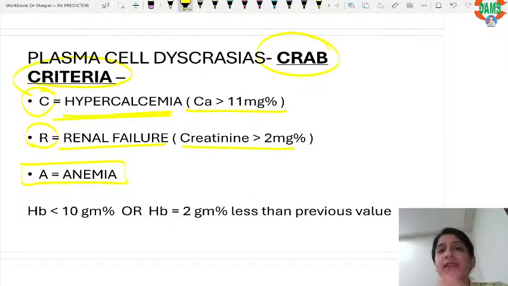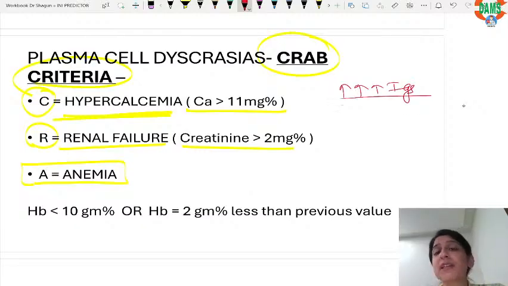Lambda restricted means, see, multiple myeloma is a tumor of which cells? Plasma cells. What is the normal function of plasma cells? To secrete immunoglobulins. If I have a tumor of plasma cells, in multiple myeloma you will see a lot of immunoglobulins, right? And which chains? You know there are two chains of immunoglobulins, light chains and heavy chains. In multiple myeloma, light chains are going to be more secreted. And you know they are of two types, lambda and kappa.